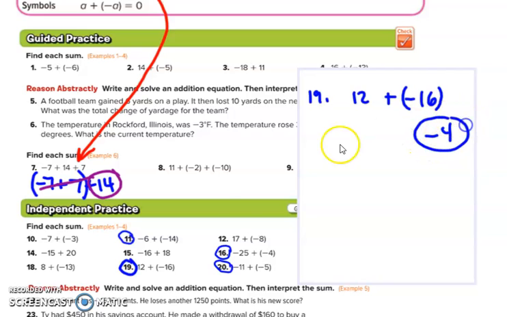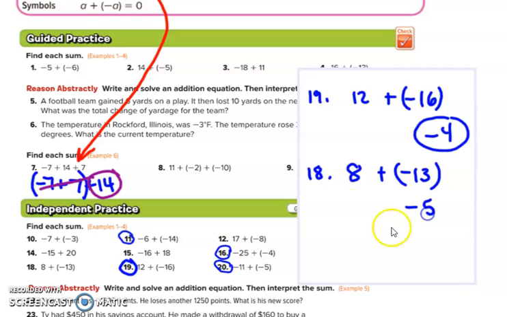So I'll do one more of those. I'll do 18. Okay, so 18, you've got 8 plus a negative 13. Okay, and so I'm going to take 8 of these ones away and 8 of these ones away. So those are gone, and I'll have negative 5 left over. So if you did it by the rules, you'd say, what's the difference between 13 and 8? 5. Take the sign of the largest, negative.